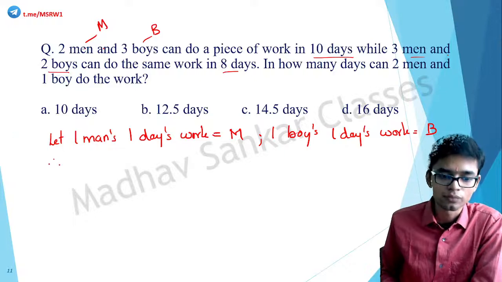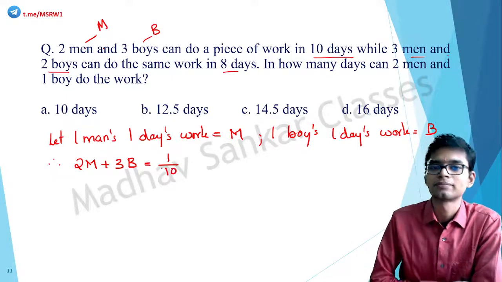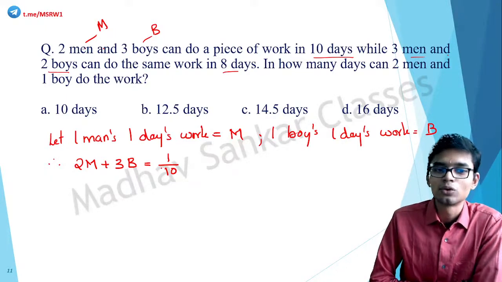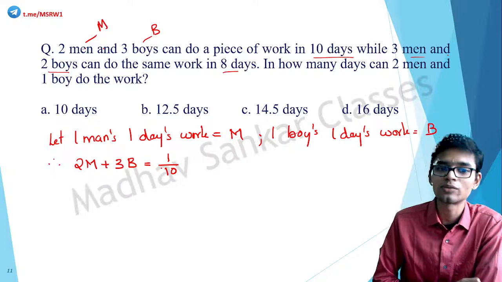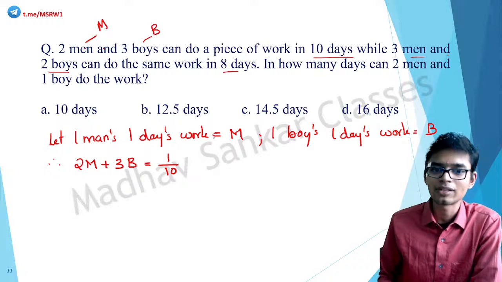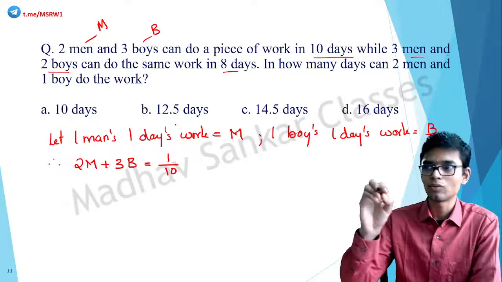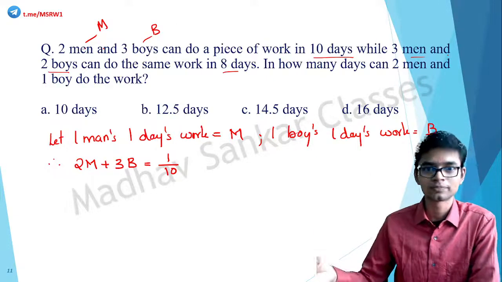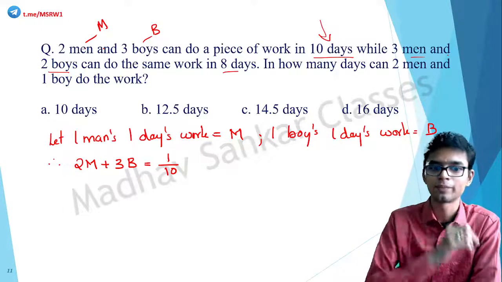Got it? Therefore, according to the question, 2 men and 3 boys can finish the work in 10 days. So 1 by 10. Correct? 2M plus 3B is equal to the reciprocal of 10. So they will finish the piece of work in 10 days. So their 1 day's work is denoted by 1 by 10. Correct? One man's 1 day's work is M. One boy's 1 day's work is B. Therefore, together, 2 men and 3 boys working together can finish the work in 10 days. So it is 1 by 10 done in 1 day.